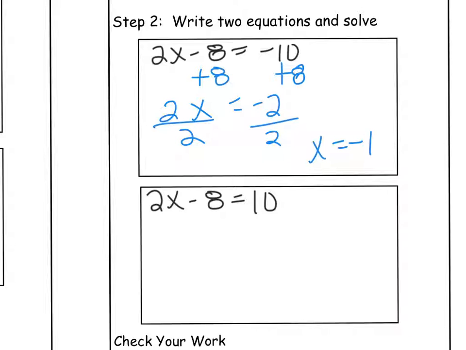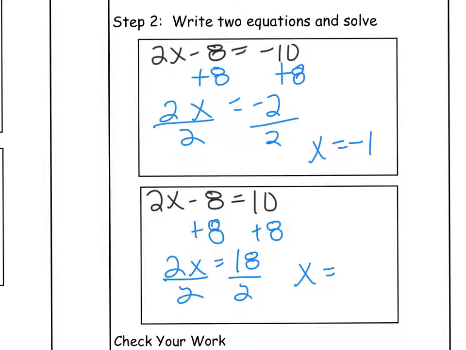Down below in the second equation, we're also going to add 8 down here because we're trying to get rid of that negative 8. So when we add 8 down there, we end up with 2x equals 18. And again, we'll divide by 2 to isolate that x, and so we'll have x equals 9. So the last thing we have to do is just check our work.